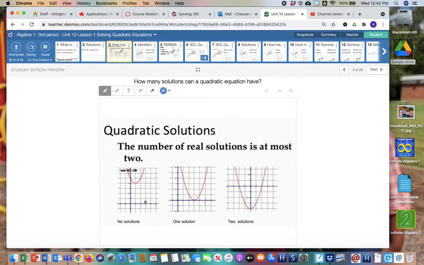It doesn't cross the x-axis at all, which means it has no solutions. Technically, it's no real solutions. Later on in your math career, you would learn how to find the imaginary or non-real solutions, but for right now, we would say there are no solutions or no real solutions. The graph can touch the x-axis one time, which would be one solution, or it can do what it does probably the majority of the time, which is to have two solutions, or cross the x-axis two times.